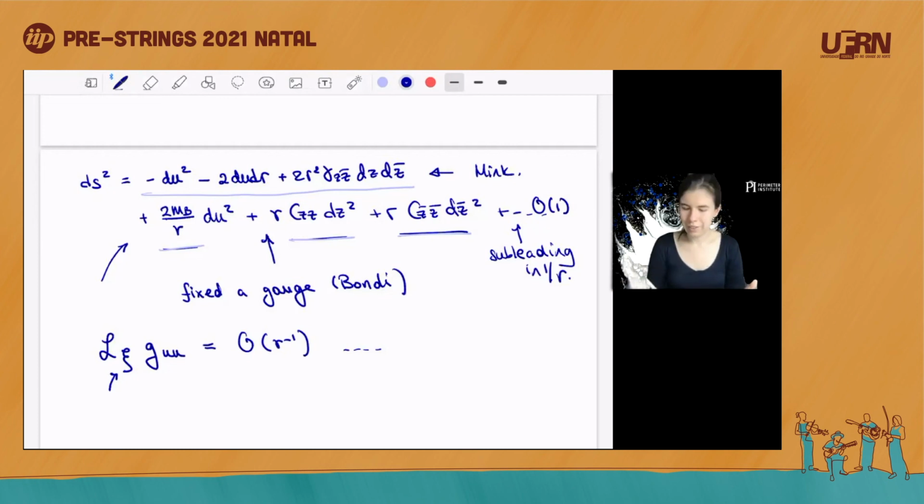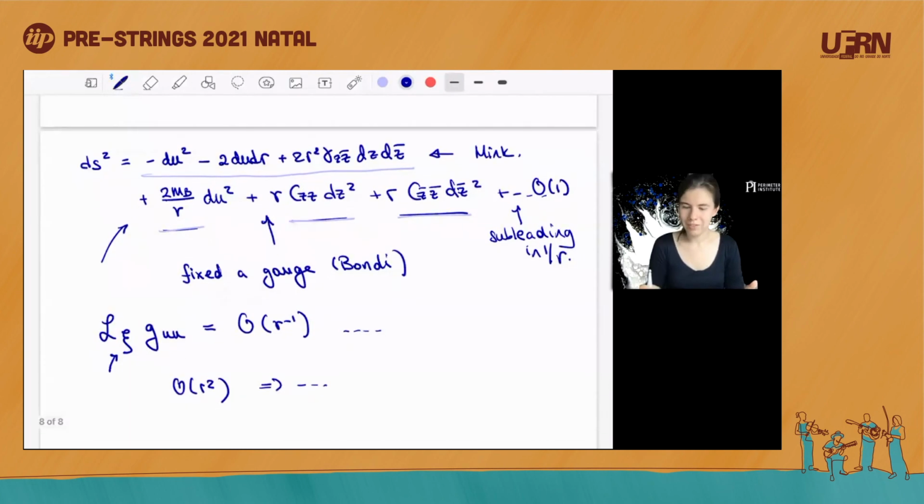So the first non-trivial order is order R squared. And if you look at all of them, that's already going to tell you something about these perturbations and so on and so forth. Then you look at order R, and then you find some equations and so on and so forth. Does that make sense? Yeah, I see.